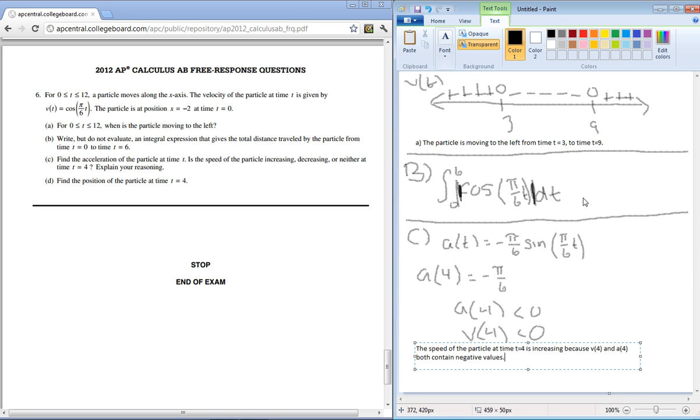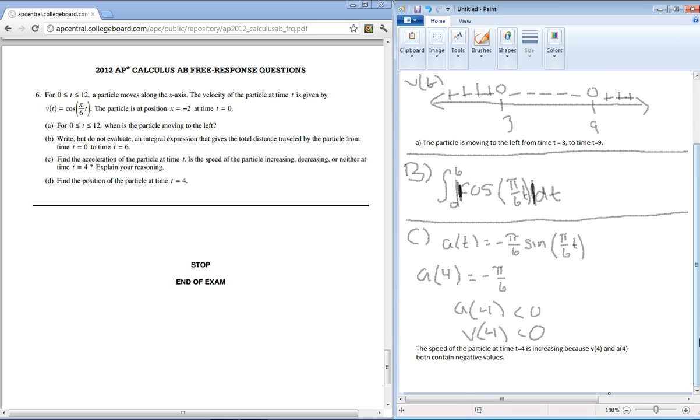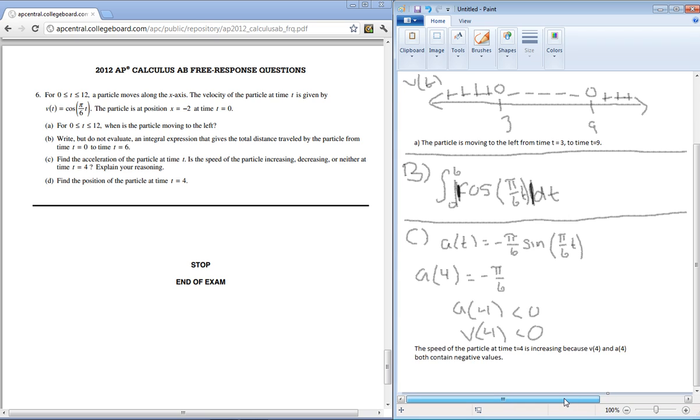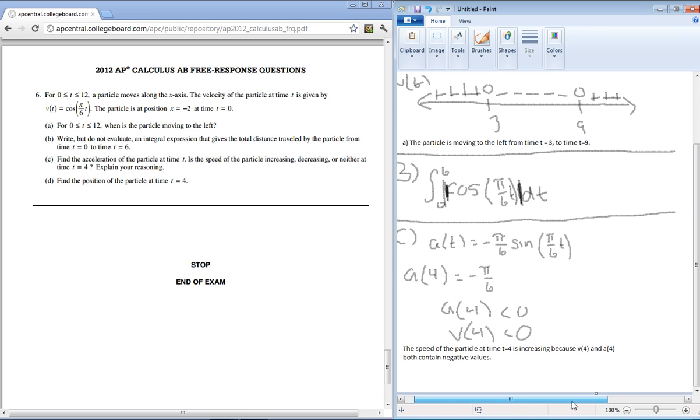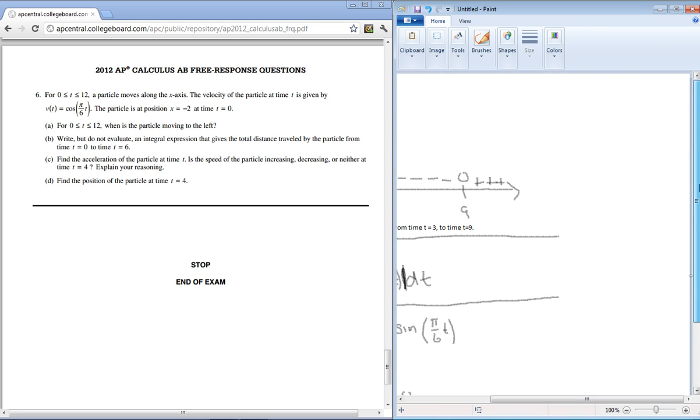And you assume that the person grading it knows what I'm talking about. Because, yeah, both contain negative values. That sounds right. And part D, I don't even know where I'm going to put part D. We're putting part D over here.